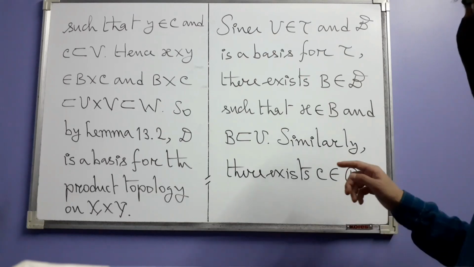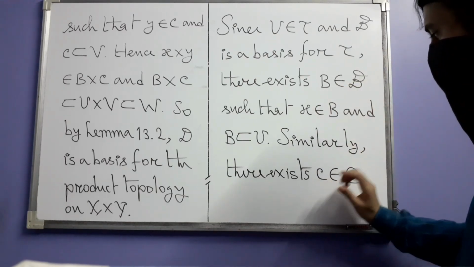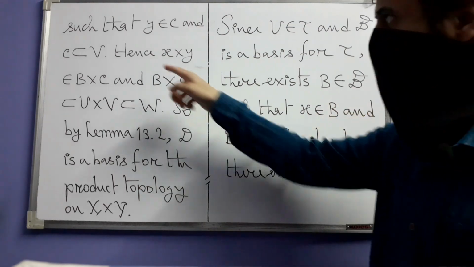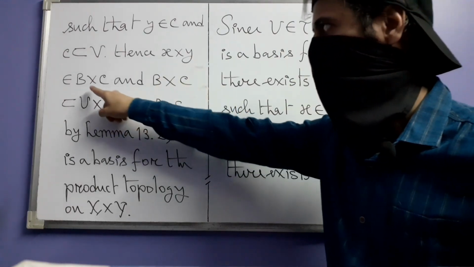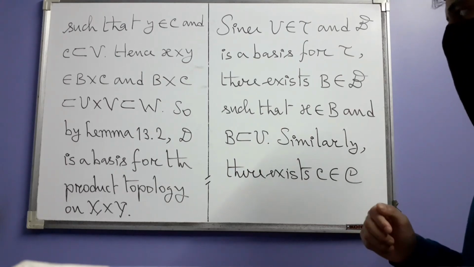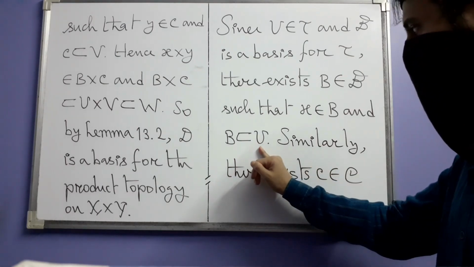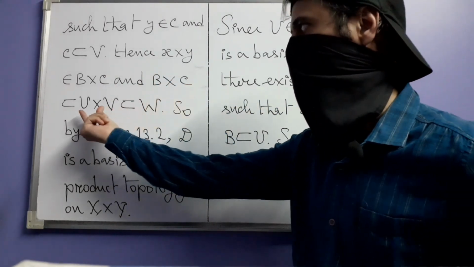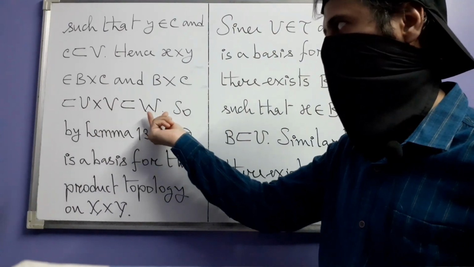But now we have found a basis element B in this collection and a basis element C in this collection such that B contains X and C contains Y. So X times Y, this point, will be a point in B times C. What else do we know about these sets? B is a subset of U and C is a subset of V. So B times C is a subset of U times V, which already is a subset of W.